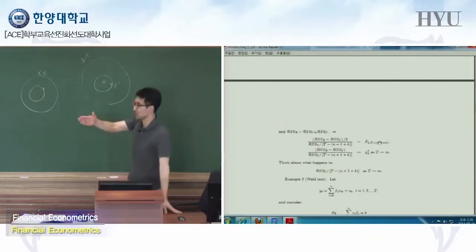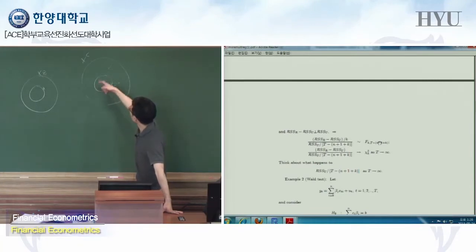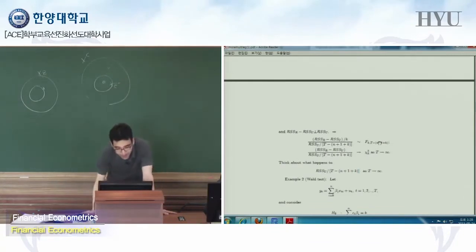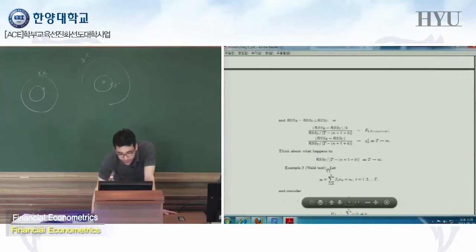So I think I forgot to add your comment. Basically this is X and Z and this is X, so this part should be related to the Z part. Anyway, think about what happens as T goes to infinity. Of course we know it converges to the chi-square distribution, but this is the fact we want to use.